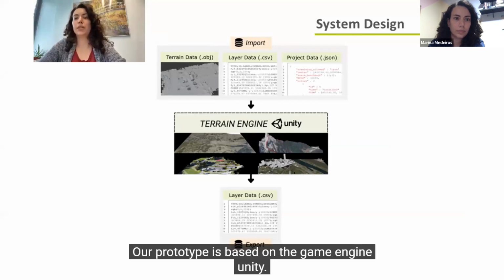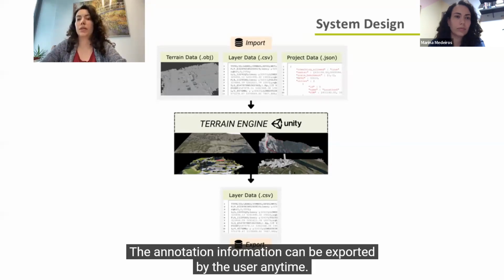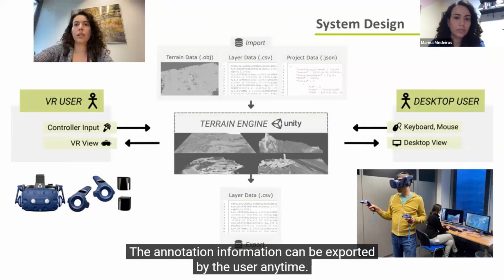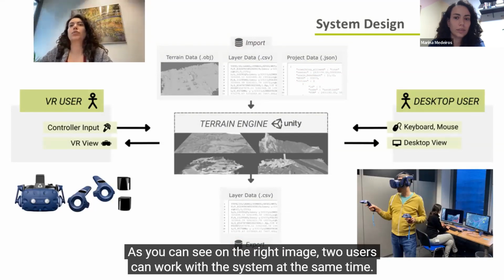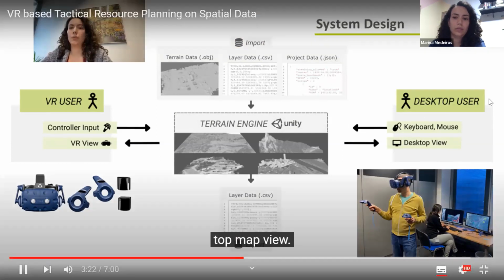Our prototype is based on the game engine Unity. At start, we imported terrain data, previous annotations, and project relevant metadata. The annotation information can be exported by the user anytime. As you can see on the right image, two users can work with the system at the same time. The desktop operator can see a mirrored view of the VR user and interact with an orthographic top map view.